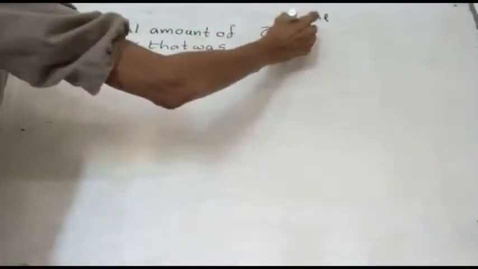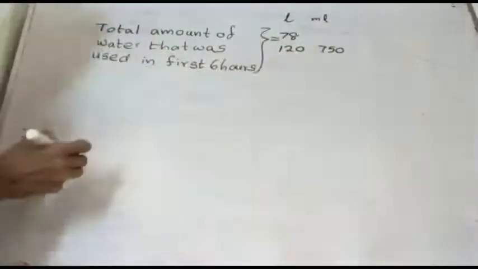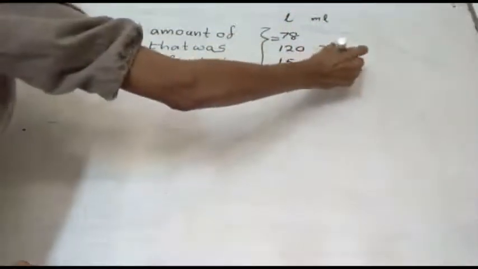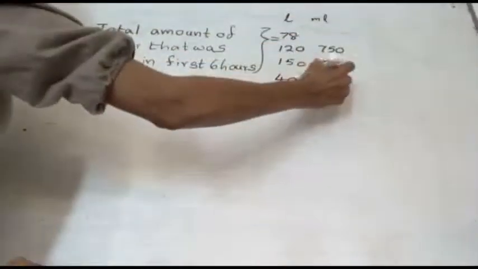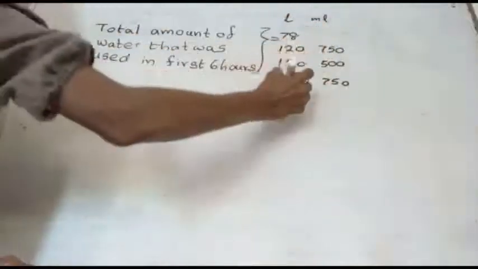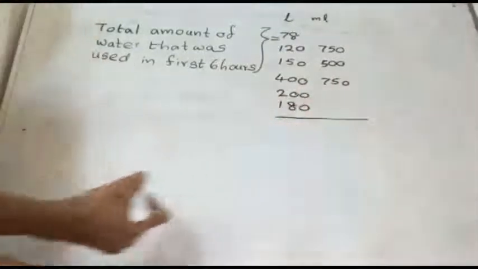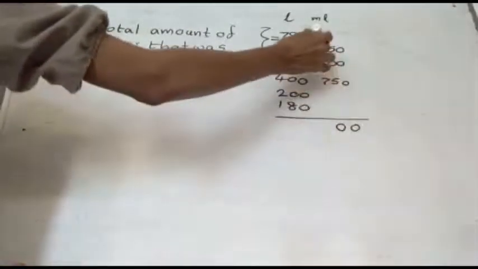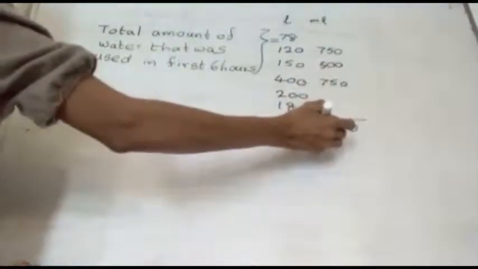First hour 78 liters, second hour 120 liters and 750 milliliters, third hour 150 liters and 500 milliliters, in fourth hour 400 liters and 750 milliliters, in fifth hour 200 liters, in sixth hour 180 liters. Total amount: 0, 5 plus 5 is 10, remaining 1. 1 plus 7 is 8, 8 plus 5 is 13, plus 7 is 20.